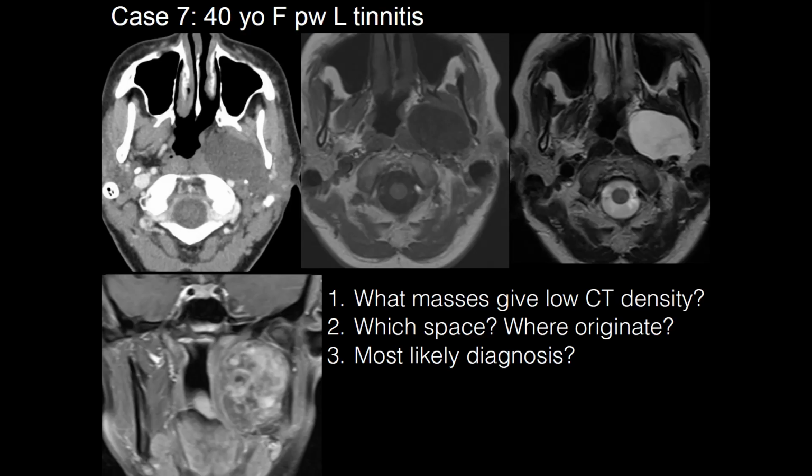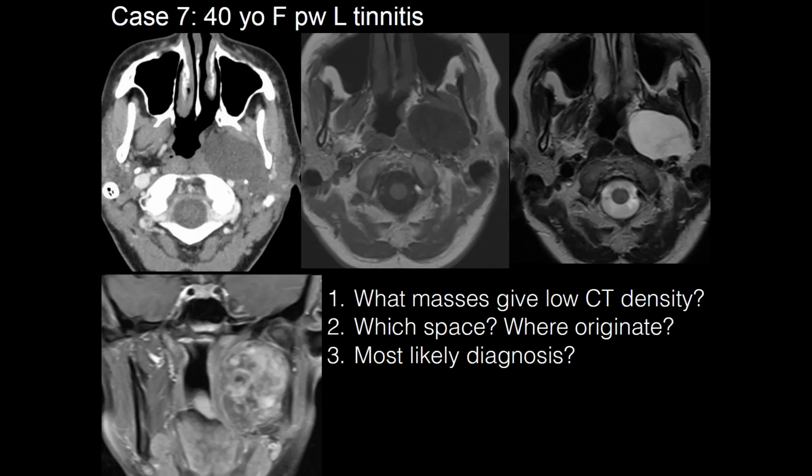Okay. And my next question is, you know which space it is, the parapharyngeal space, but where did it come from? Which suggests it didn't come from the parapharyngeal space. It has a little lateral tail coming out posteriorly. So I think it's coming from, I'm trying to decide, it's probably the parotid. It's coming from the deep lobe of the parotid.